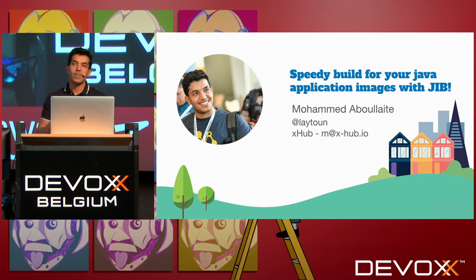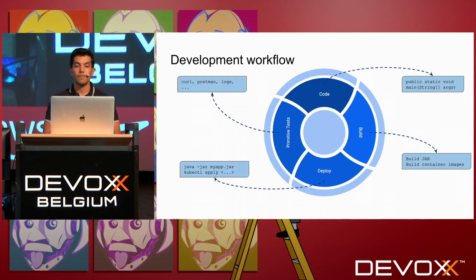So my talk will highlight how we can gain in terms of productivity while working with containers and mainly Kubernetes and Java, of course, and we'll highlight a tool called JIB and other tools that work with JIB, obviously. So if we look at our development workflow, typically, if you are working with any language, we can split it into four major phases.